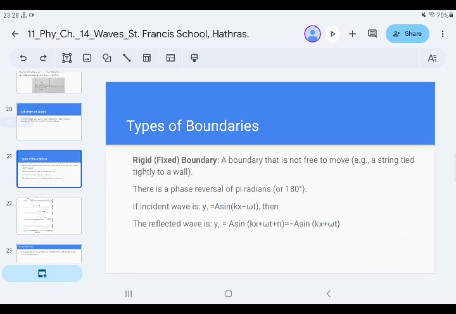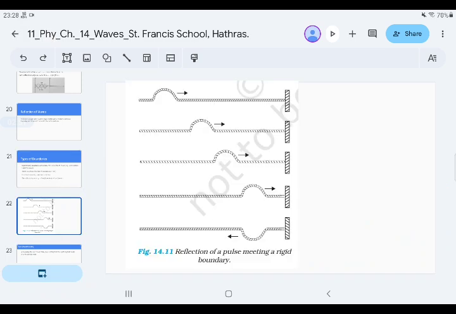Let us move ahead. This is the figure of reflection of wave from the rigid boundary. Here the pulse is coming towards the boundary, and the moment it strikes the boundary, it gets reflected back, but it suffers 180-degree phase shift.